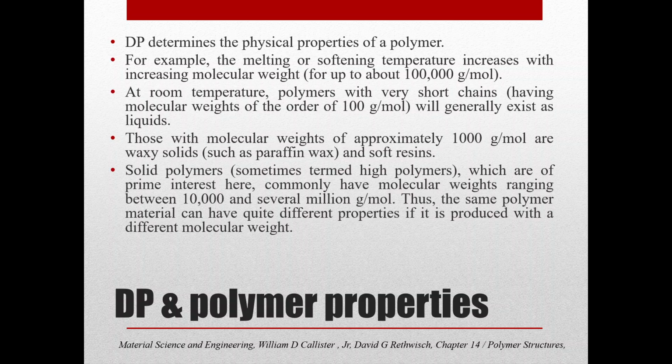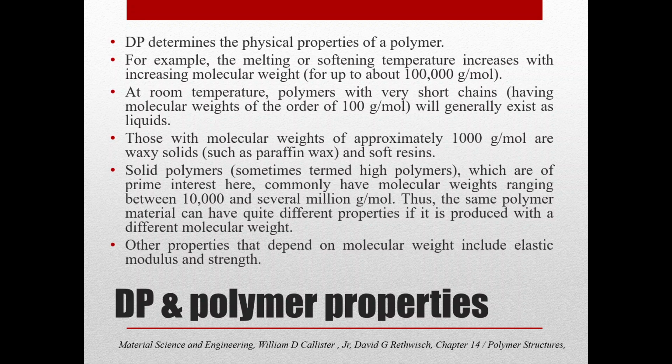Solid polymers, sometimes termed high polymers, which are of prime interest here, commonly have molecular weights ranging between 10,000 and several million grams per mole. So as we progress further in the molecular weights, the lowest one, 100 grams per mole, will exist in the form of a liquid. If the molecular weight goes higher, it exists in the form of soft resins. And if it goes to 10,000 and beyond, it will exist as solid polymers. Thus, the same polymer material can have quite different properties if it is produced with a different molecular weight. Other properties that depend on molecular weight include elastic modulus as well as strength.